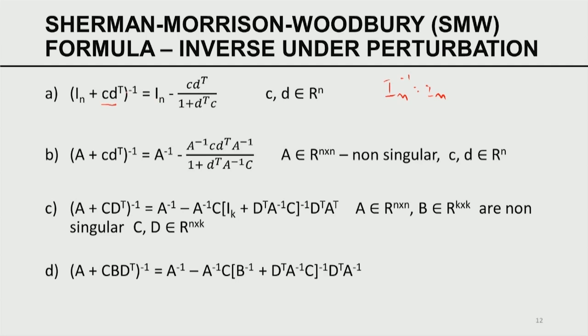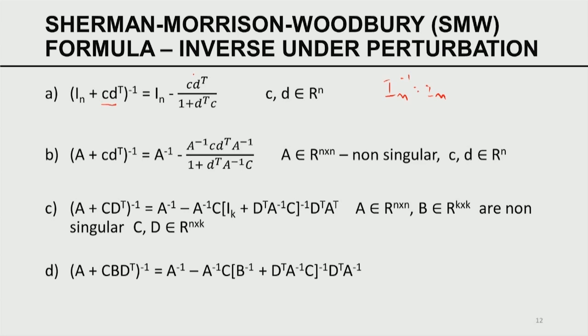So the question is this: if I perturb the identity matrix by an outer product matrix, and we have already seen outer product matrices of rank 1, the inverse of the sum can be expressed by this formula. This formula is called the Sherman-Morrison-Woodbury formula. C is a vector, D is a vector, and C D transpose is an outer product matrix. So this is called a rank 1 perturbation of I. If I perturb the matrix and compute the inverse, I don't have to compute the inverse from the ground up. I can simply update the inverse of I with this correction.